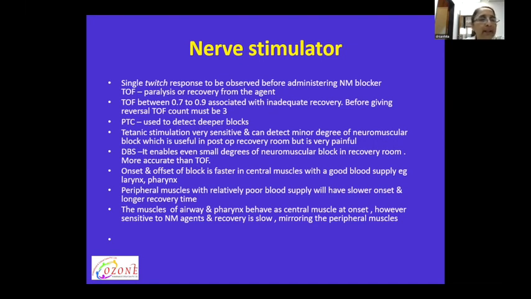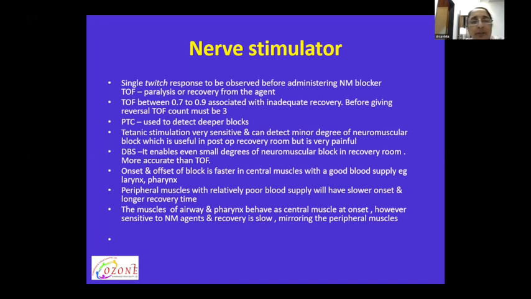Then third is tetanic stimulation. In tetanic stimulation, high frequency electrical stimuli, 50 to 100 hertz, are given for 5 seconds. Its sensitivity is 70% and specificity is 50%. It is useful in the post-operative recovery room, but its drawback is that it is very painful.